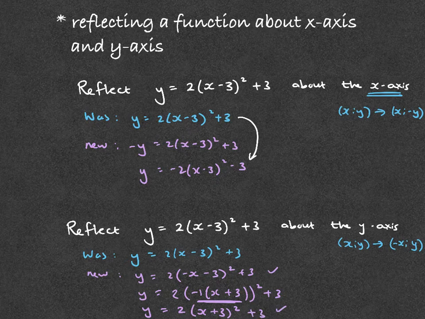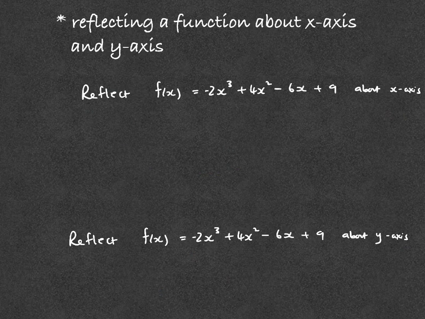So these two, of course, are exactly the same, right? So (-2x - 3)² + 3 is the same as (2x + 3)² + 3. So just keep that in mind. And that's all that it is about reflecting about the x-axis and y-axis. It doesn't matter how complicated your function is.